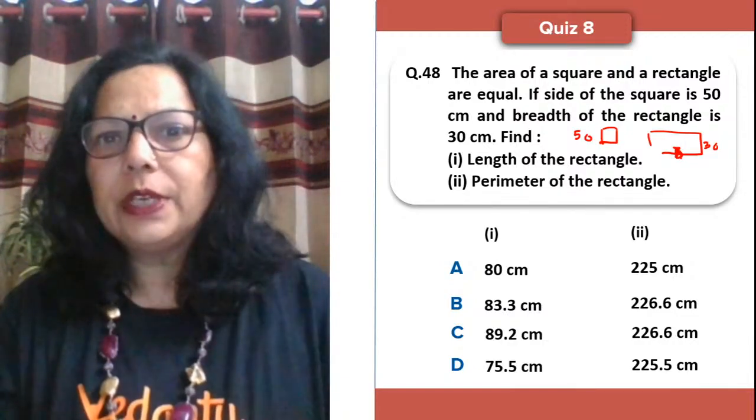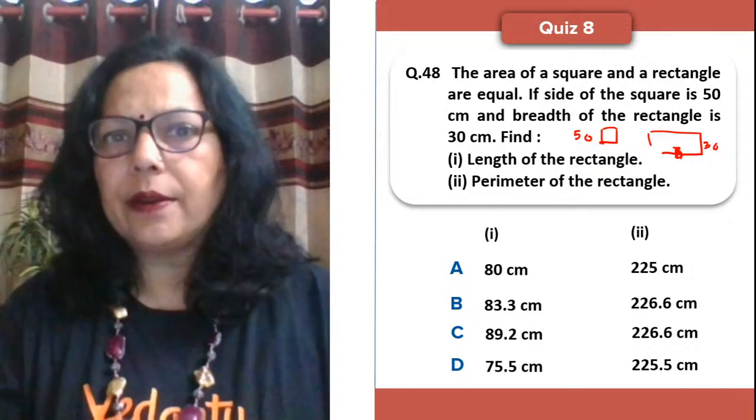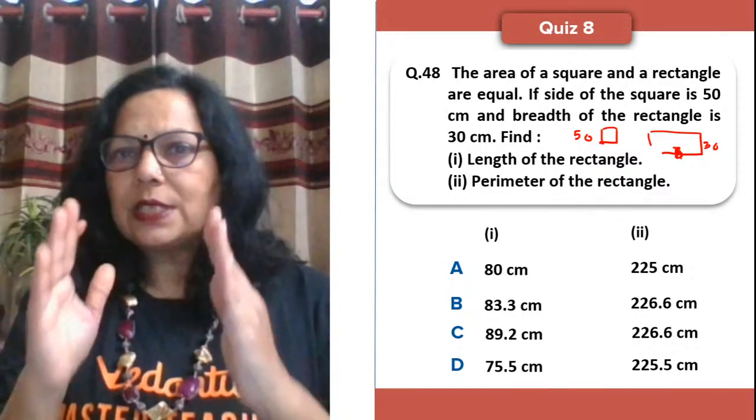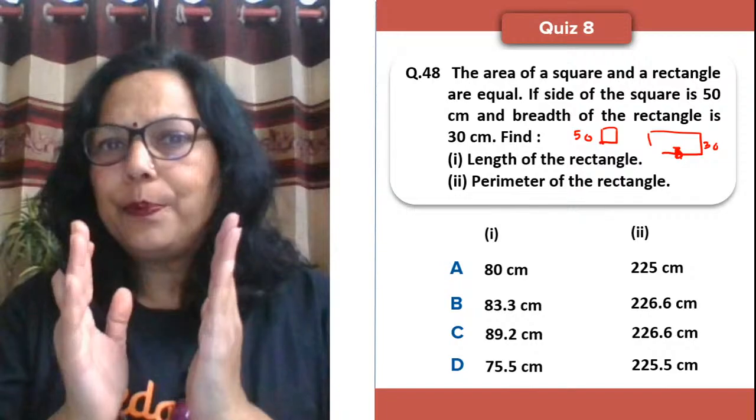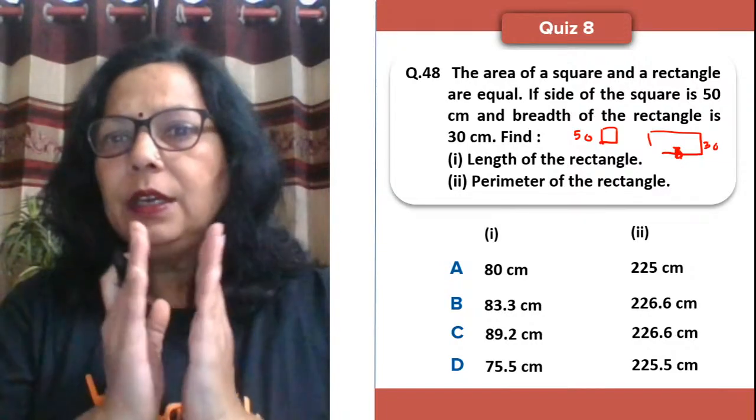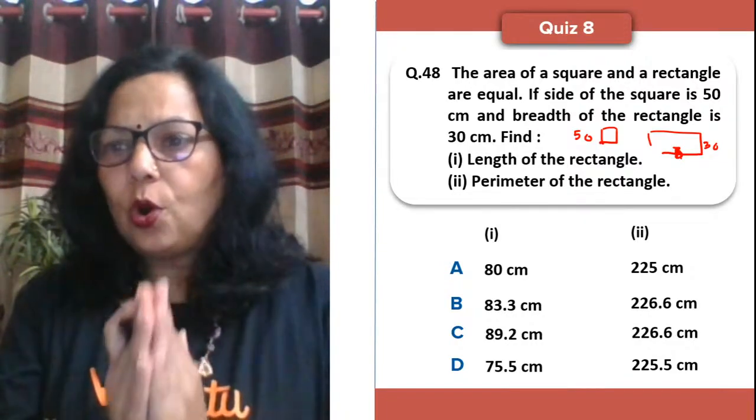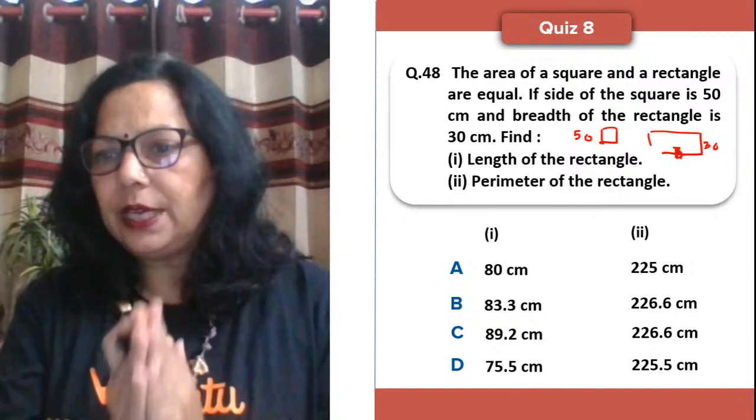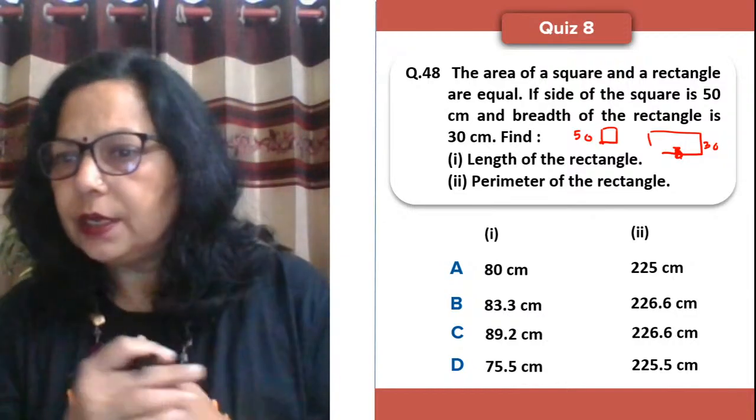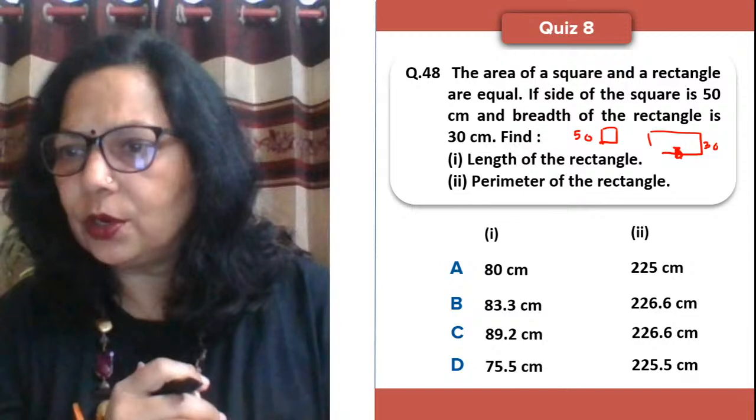The areas of a square and a rectangle are equal. If the side of the square is 50 and the breadth of the rectangle is 30, find the length of the rectangle. Yes, come on. Yes, Abhiram, very good.